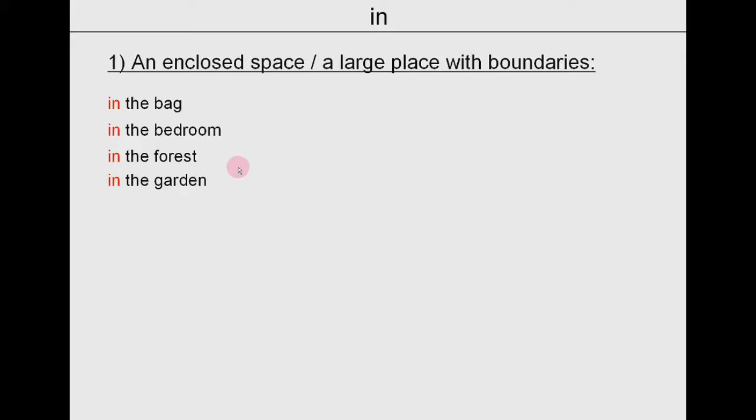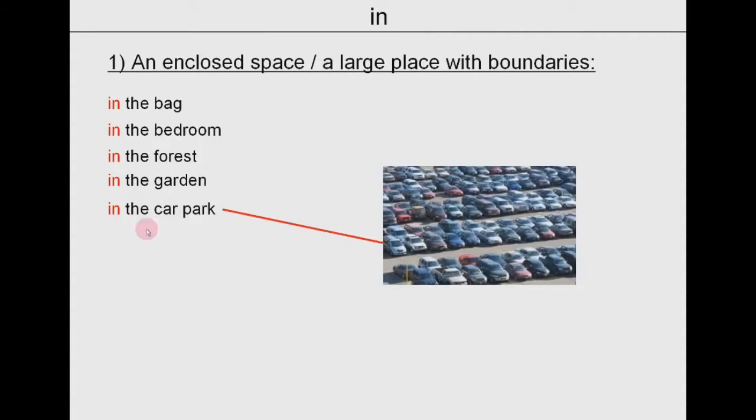In the garden. In the car park. And so we can say, for example, this car is in the car park. Okay, so we use the word in. We do not say at the car park or on the car park. We say in the car park. In the desert, etc.